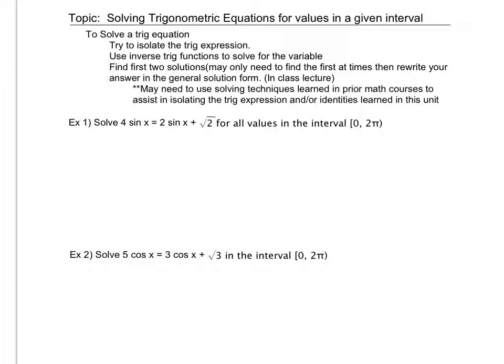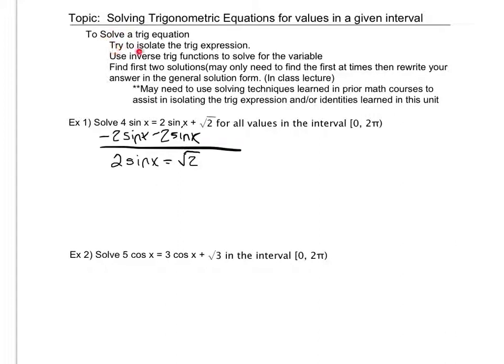In the first example, the first thing I want to do is try to isolate that trig expression. If I think of this in the same way I would think of a linear equation, if I had 4x equals 2x plus radical 2 and I was trying to solve for x, hopefully you would agree that the first step would be to combine my x's. I'm going to think in that same way with my trig functions. The first thing I'm going to do is combine my sines. So I'll subtract 2 sine of x from each side, giving me 2 sine of x equals radical 2.